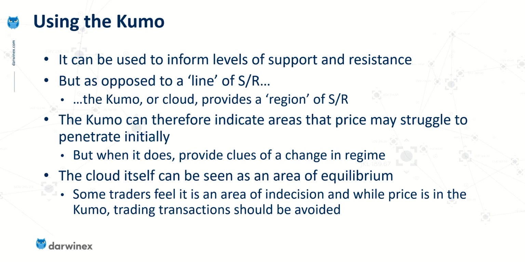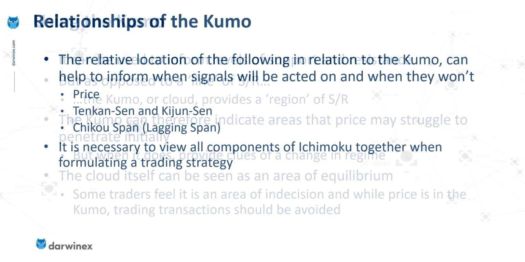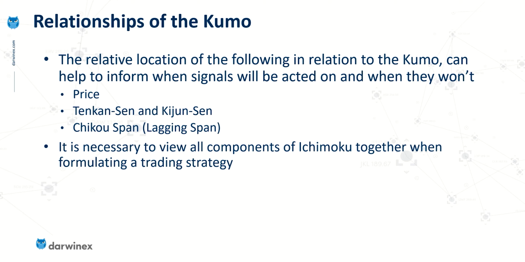Now, the Kumo is also used in order to inform the relative positions of other elements of the Ichimoku indicator and also price. So for example, where is price in relation to the Kumo? Is it below, above, or inside? Exactly the same for the Chikou span. And I've also seen some strategies that talk about where the Tenkan-sen and Kijun-sen are in relation to the cloud. And it's when we start to combine all of these different components of Ichimoku that we can start to formulate a full trading strategy.